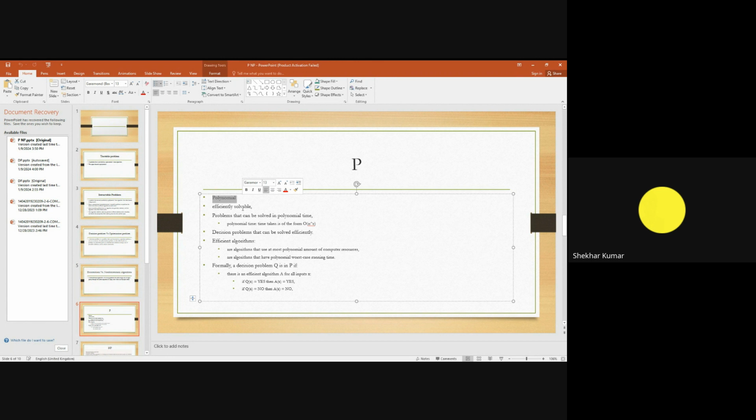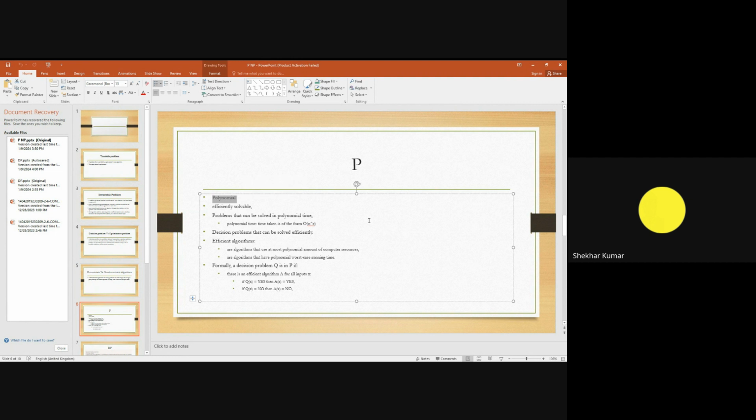It is a collection of decision problems that can be solved in polynomial time. They are efficiently solvable problems. We can solve them in polynomial time, and the solution is easy to find. Then these problems are called polynomial time problems.